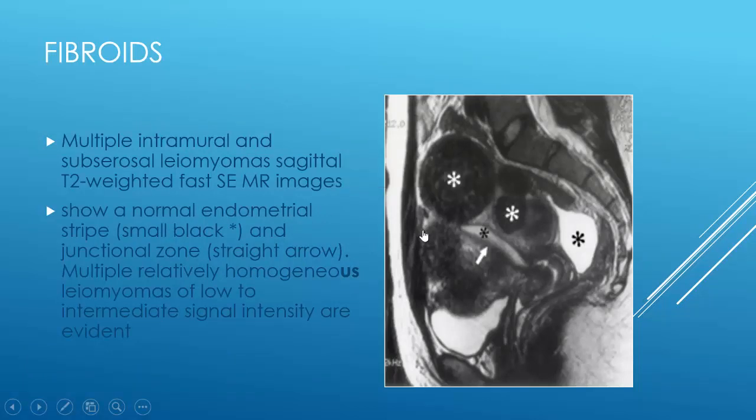This is the typical appearance of fibroids on MRI. They are typically hypointense on T2. These are multiple variable sized hypointense lesions, well defined, not indenting the cavity. This is the normal junctional zone and the normal endometrium, and these fibroids are all not indenting the cavity. So these are usual ordinary fibroids.